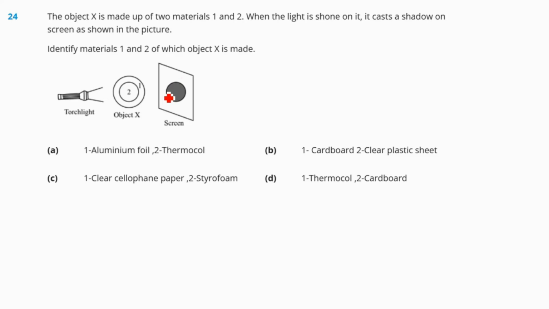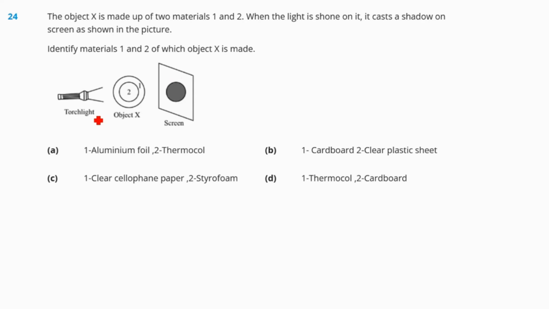So here, one is aluminum foil, thermocol. B is 1 is cardboard and 2 is clear plastic sheet. Option C is 1 cellophane paper, 2 styrofoam, and D is 1 thermocol, 2 cardboard.